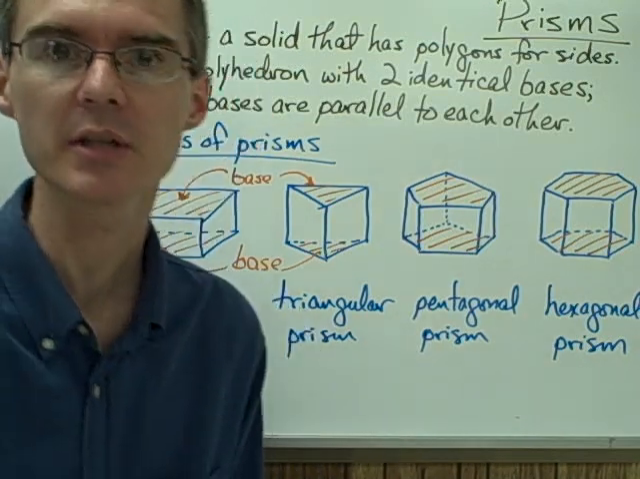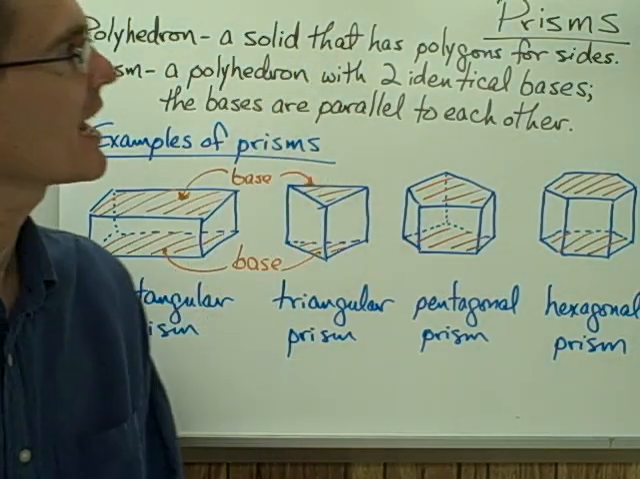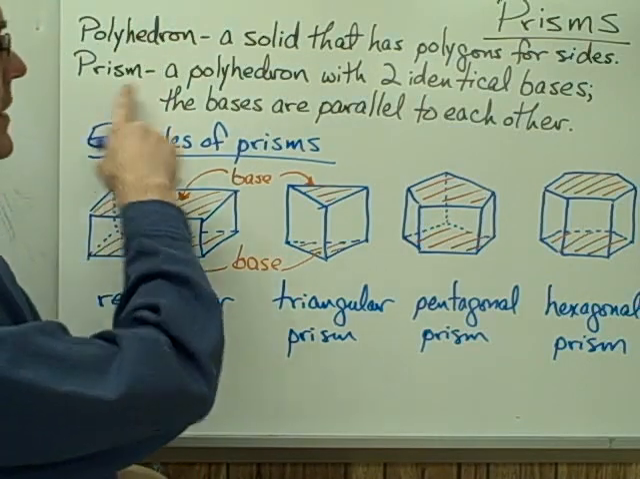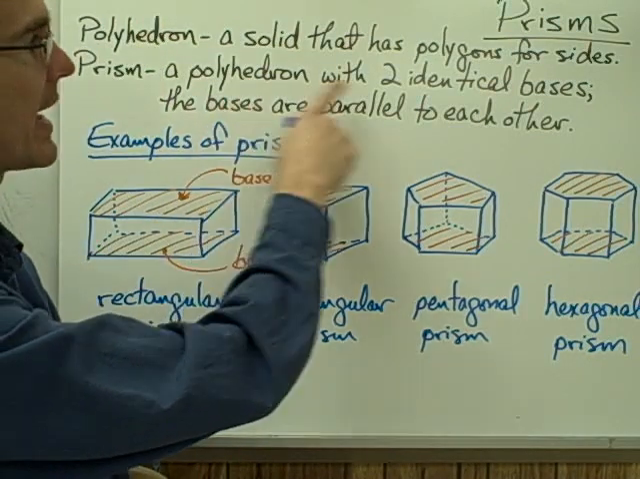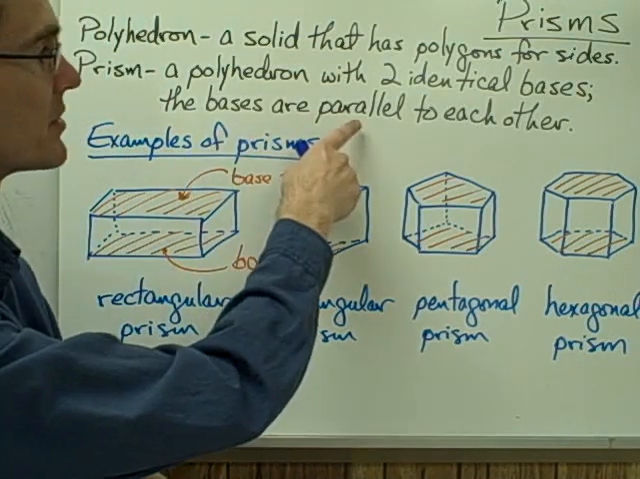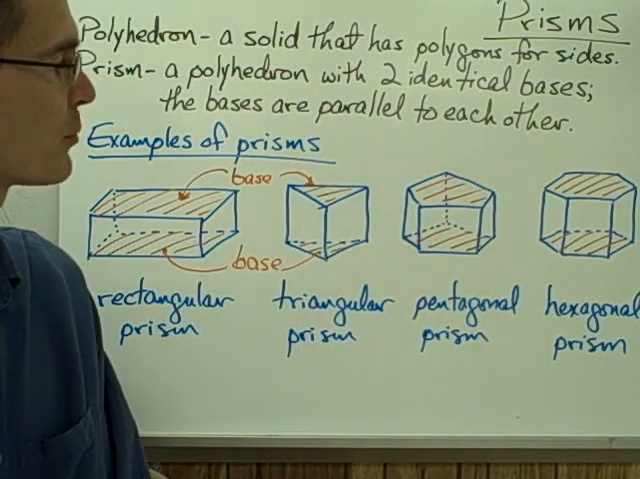Now, a prism is a particular type of polyhedron. A polyhedron is just a solid that has polygons for sides, and a prism is a polyhedron that has two identical bases, and the bases are parallel to each other. So you can see here are some examples of prisms.